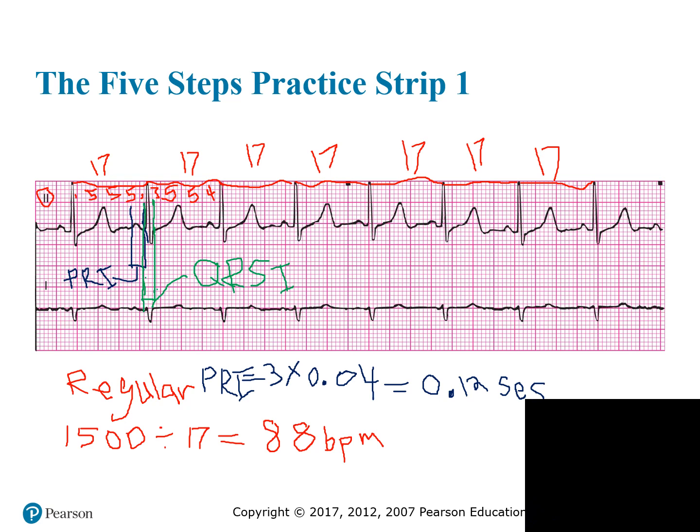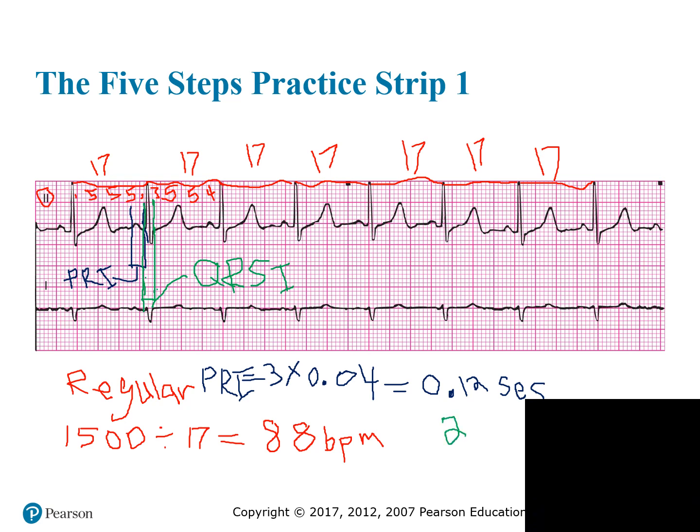So we're going to count the number of squares from here to here. 1, 2. We don't count halves because it just makes it more complicated. We're just learning the basics. So we have 2 squares from here to here. So we're going to go 2.